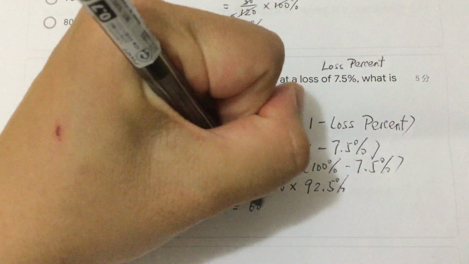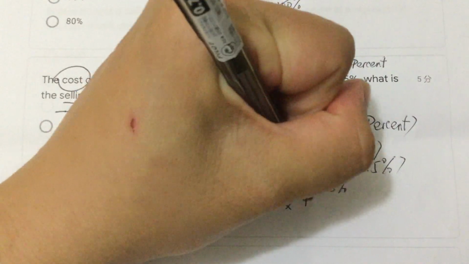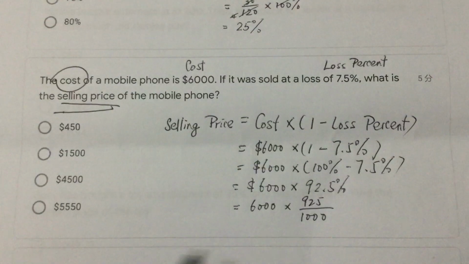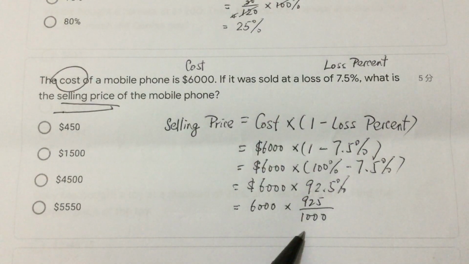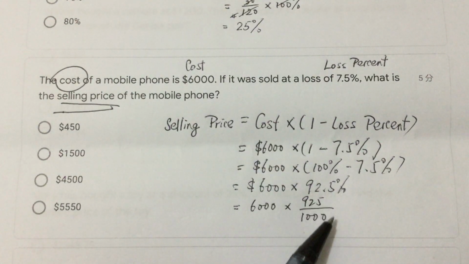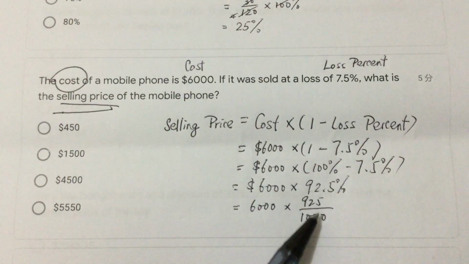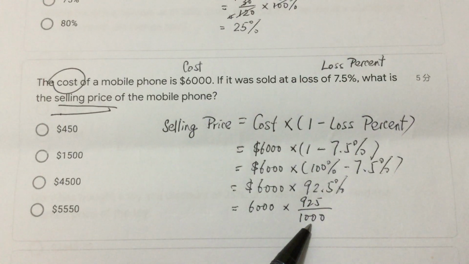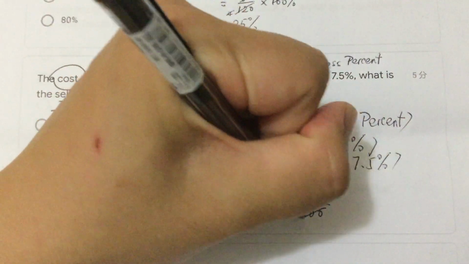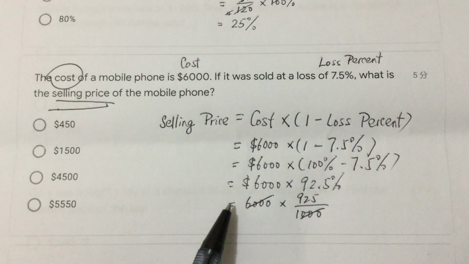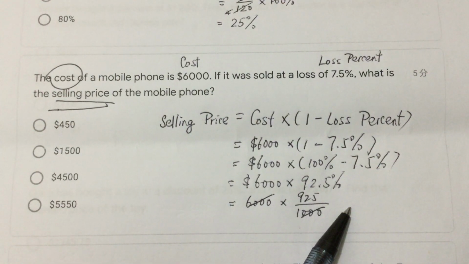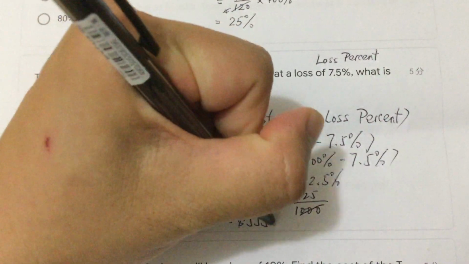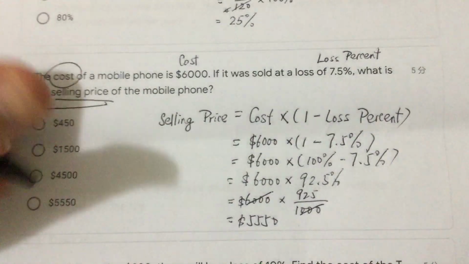And to make the cancellation, we will have 925 over 1,000. Because this is 92.5 over 100, we multiply both the numerator and denominator by 10 at the same time. So we'll have 925 over 1,000. And do the cancellation. Obviously, we can cancel all 3 zeros. So that is 6 times 925. So the answer for this one is 5550. Okay, so we got the answer.